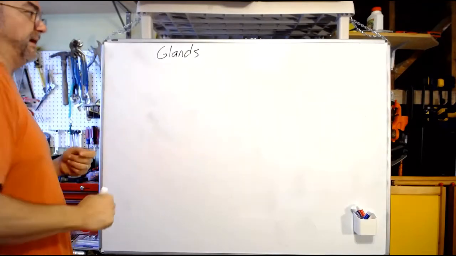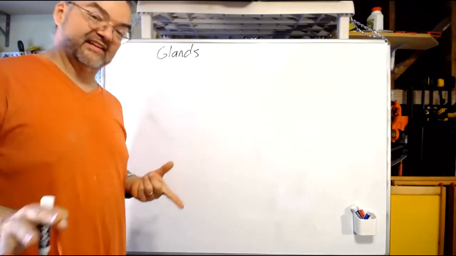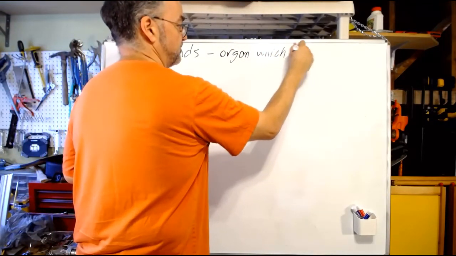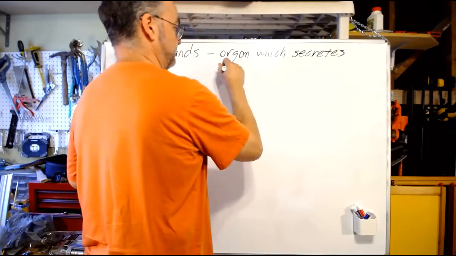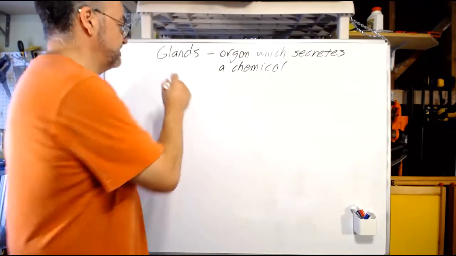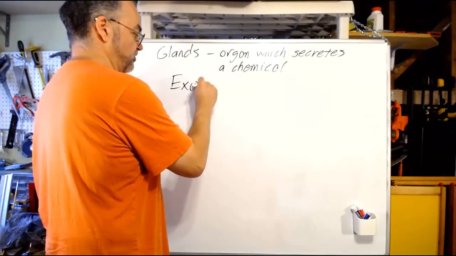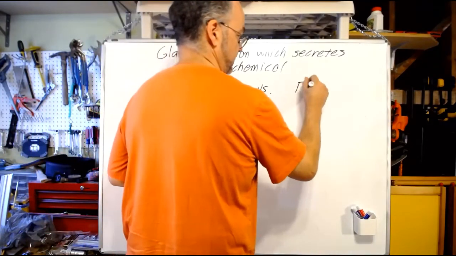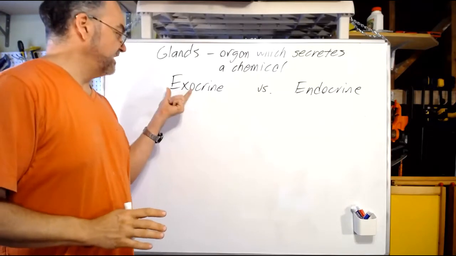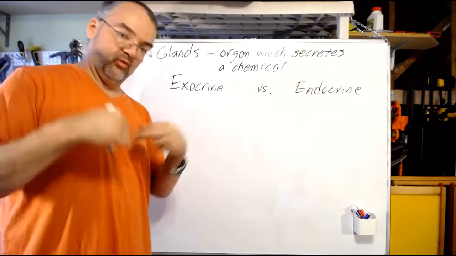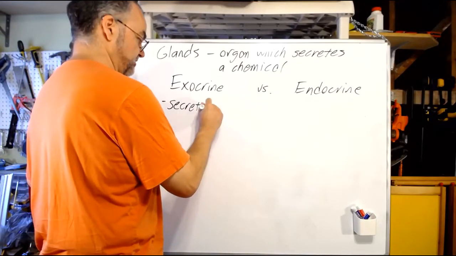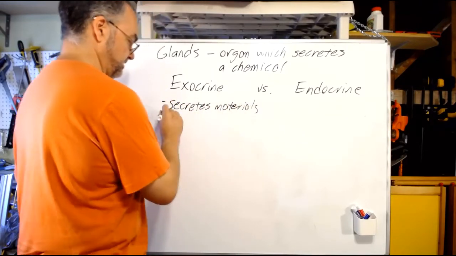So a gland is an organ which secretes a chemical. But not all glands are endocrine glands. So we can take a moment here to distinguish between the idea of exocrine versus endocrine, two different kinds of glands. And look at the words. Exo, outward, endo, within. So an exocrine gland secretes materials down a duct.